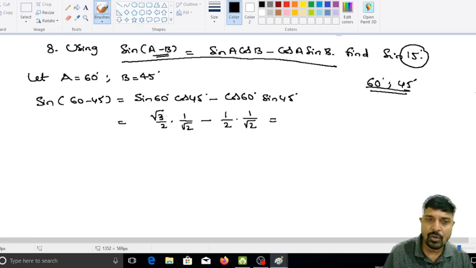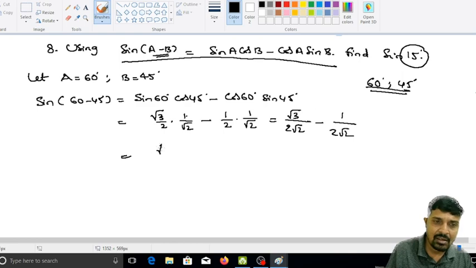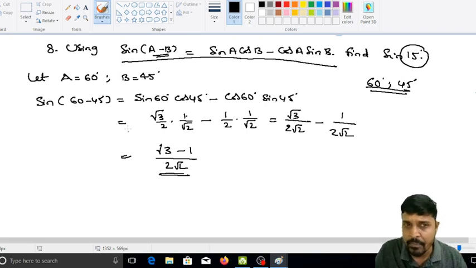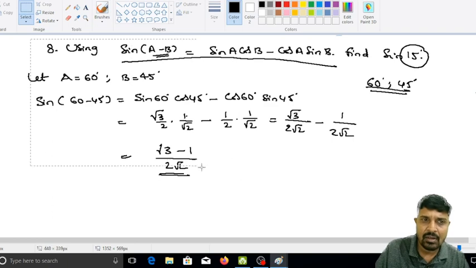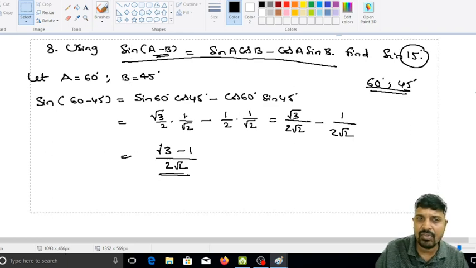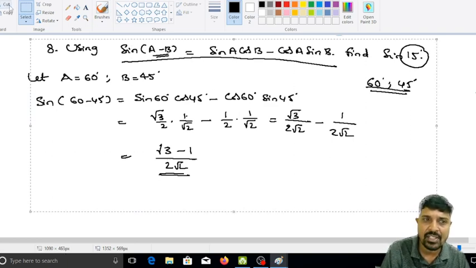So root 3 times 1 is going to become root 3 over 2 times root 2, which is 2 root 2, minus 1 over 2 times root 2, which is 2 root 2. So our answer is root 3 minus 1 over 2 root 2. Hope you got it. These are the easiest problems. The only thing is, we have not seen these problems in the textbook. That's it.